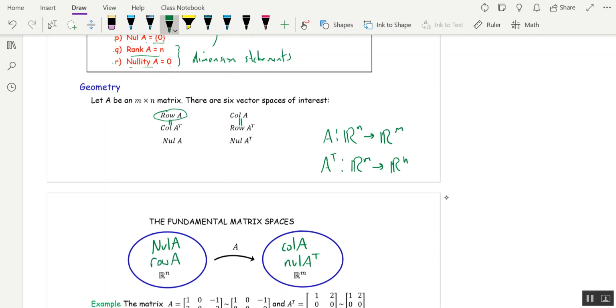Did I say that right? A 2 by 3 matrix, 1, 2, 3, 4, 5, 6. And I said the rows live in R3. That's right. The columns live in R2 and the rows live in R3. Okay.